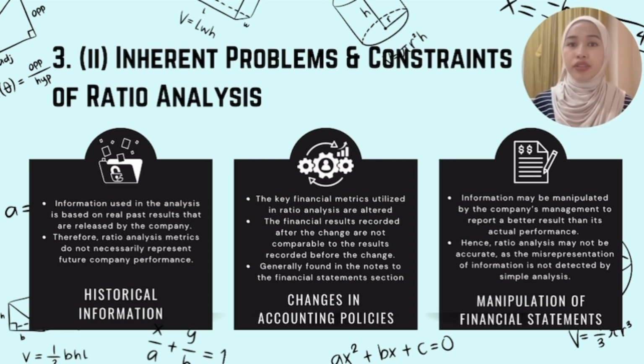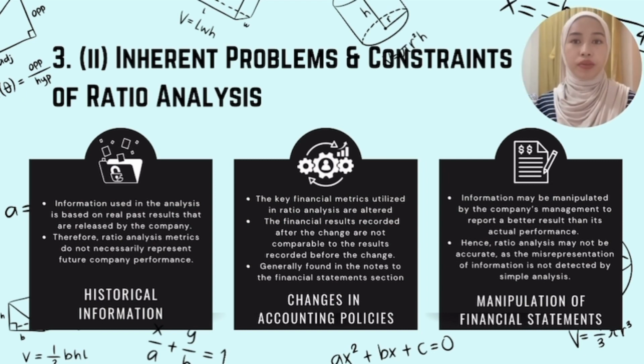One of the most important constraints of ratio analysis is its historical information. Information used in the analysis is based on real past results that are released by the company. Therefore, ratio analysis metrics do not necessarily represent a company's current or future performance. For example, ABC Company might have experienced a significant change in market conditions, such as economic downturns or recovery, and increased demand after the latest financial statements were published, making the historical ratios less predictive of its future performance.